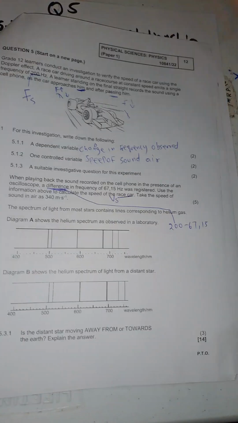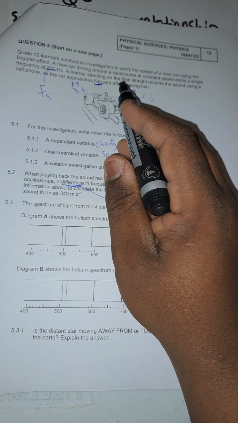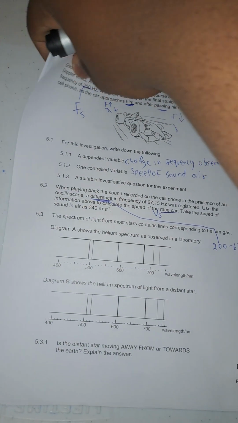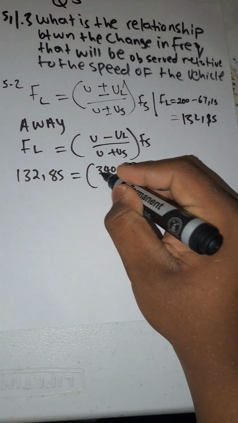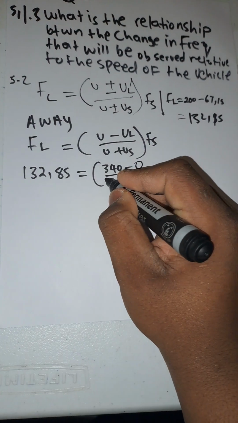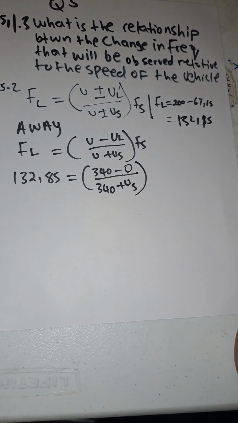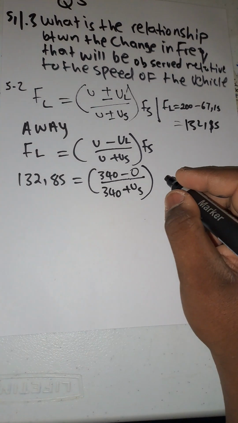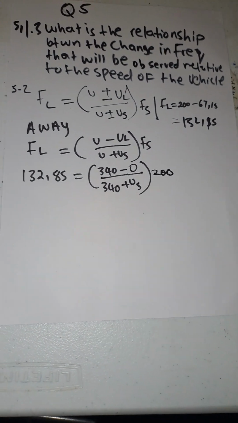Now let's come here. I forgot to tell you something. It means the listener is standing on the final straight. So the velocity of the listener is zero, over 340 plus VS, the one that you want. What is the frequency of the source? It is 200, the one that we were told initially in the statement.